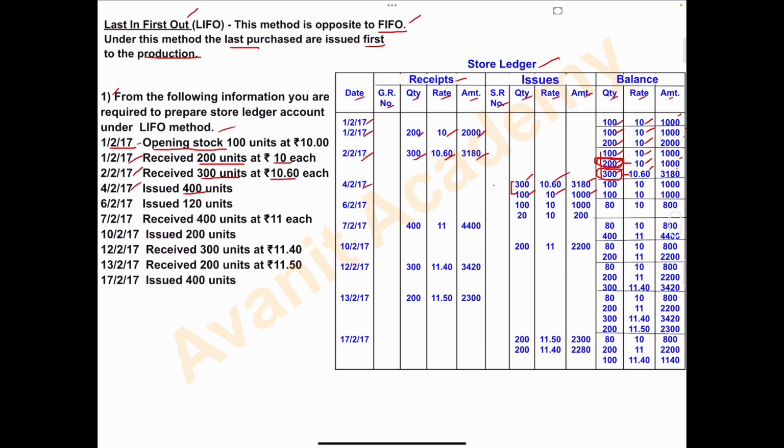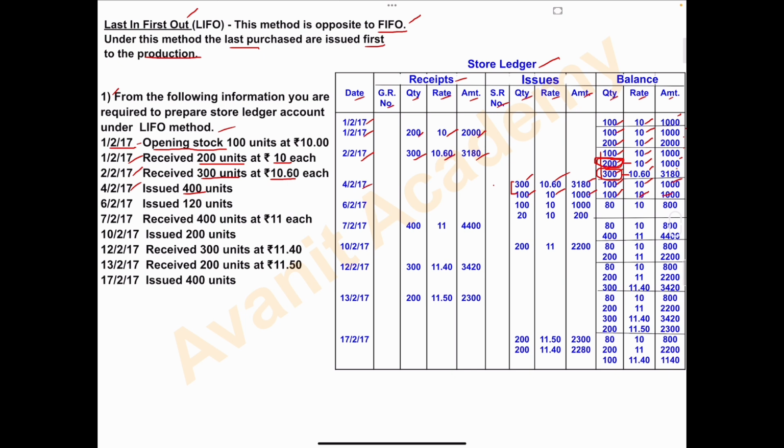Write the balance: 100 at the rate 10, 1000, and from this 200 we have issued 100 units. So how many units are remaining? 100 at the rate 10, 1000, and this 300 we have fully issued to production.